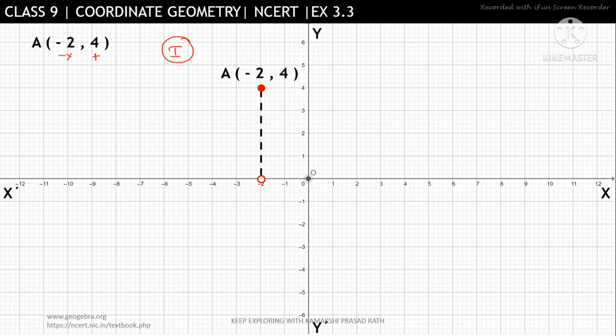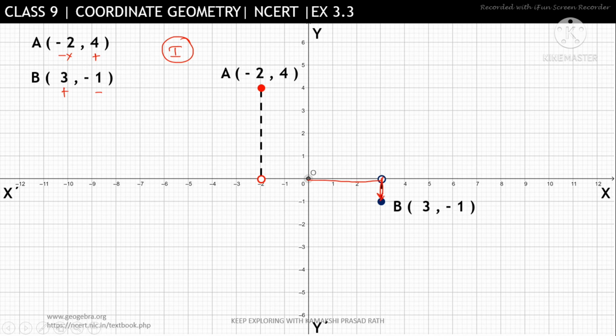Next, point B. Here it is (3, -1). Starting from the origin, we'll move 3 units towards the positive x. Then from that point, again 1 unit towards the negative y. And where we reach, that is the point B (3, -1). So you see here, first we move 3 units towards the positive x, and from that point, 1 unit towards the negative y, because we have positive x and negative y.